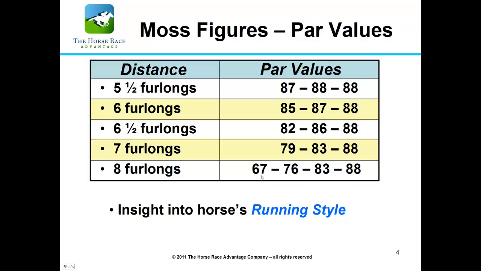So if the horse runs this way, 67, 76, 83, 88, you know he is a closer because he comes from behind. Here, as a sprinter, a typical sprinter has to be fairly close to the pace in order to win, unless they're very strong closers, but he doesn't have a lot of time to actually make up ground in a 5.5 furlong race.